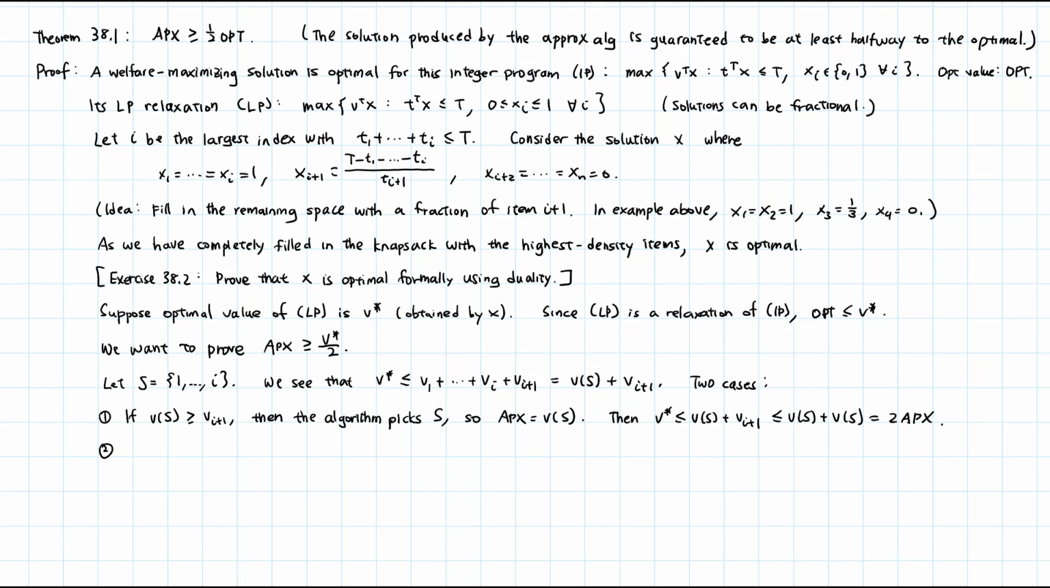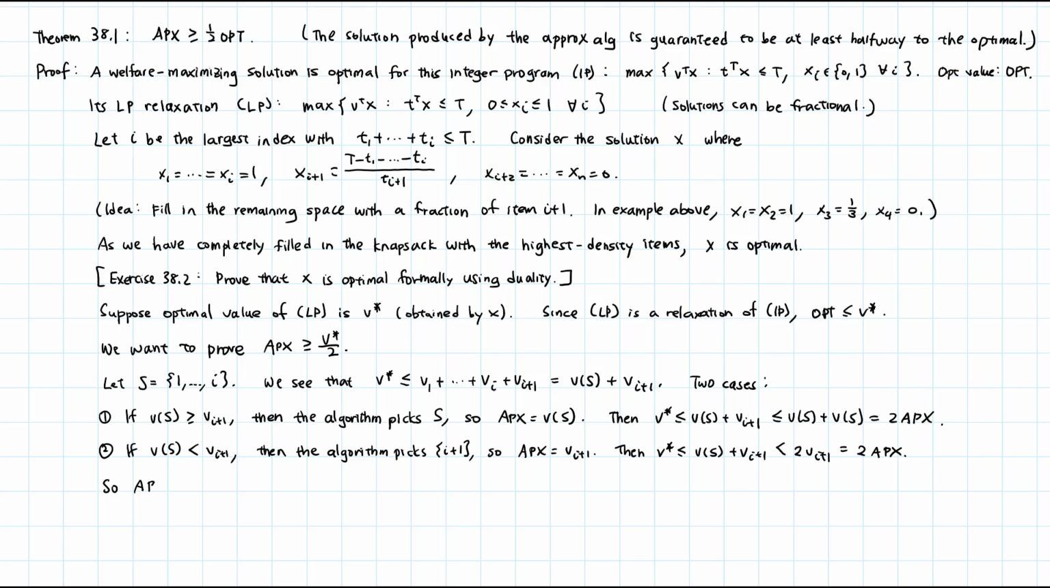In the second case, if V of S is strictly less than v_{i+1}, then the algorithm picks i+1 only. So APX is equal to v_{i+1}. Then V star is at most V of S plus v_{i+1}, which is strictly less than 2 v_{i+1}, which is equal to 2 APX. So in all cases, APX is at least V star over 2, which is then at least 1/2 opt. And that completes our proof.